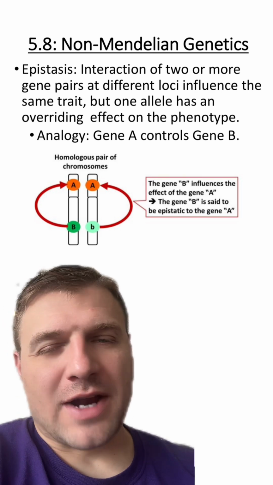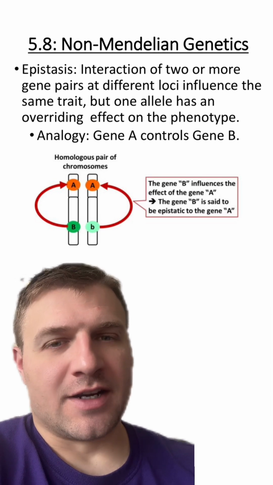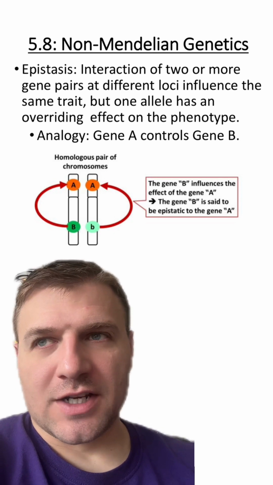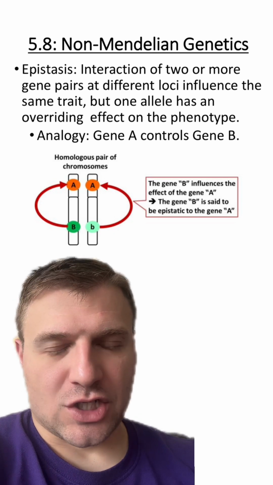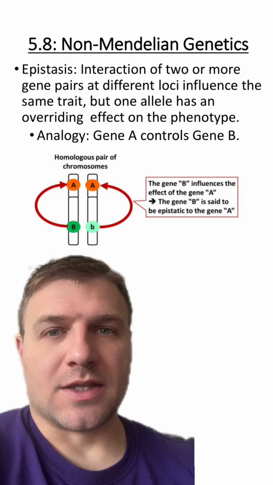This is where there is an interaction between two genes where one gene has control over another gene. I like to think of this first gene as being like an on-off switch for the second gene. And that interaction is going to create more than just two phenotypes in the offspring.